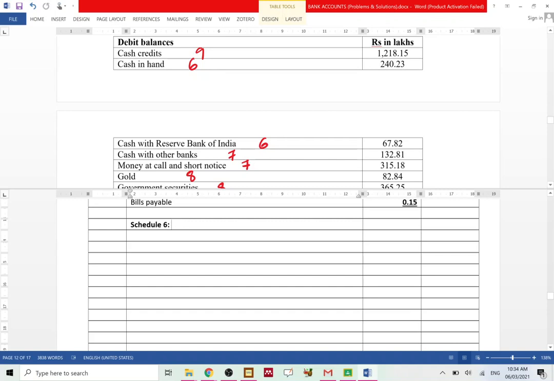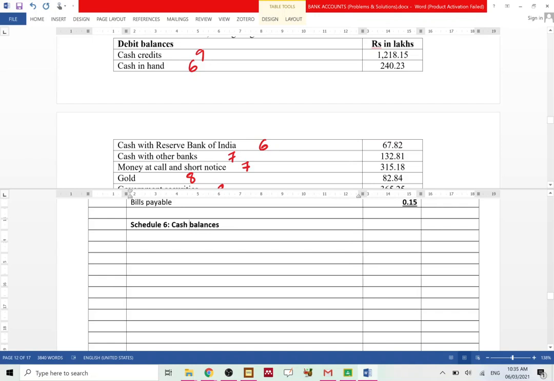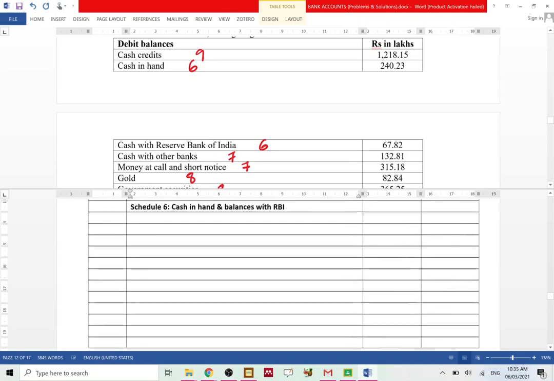Okay. So schedule 6 first of all is cash balances, that is cash in hand and balances with RBI. Okay. So just to give you a slight differentiation between banking company formats and all these other manufacturing company formats.